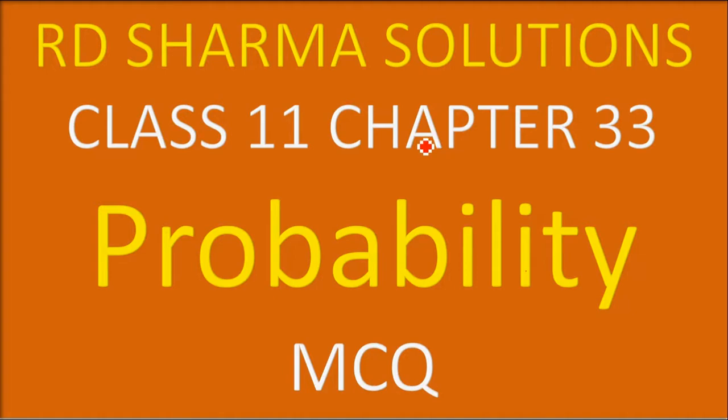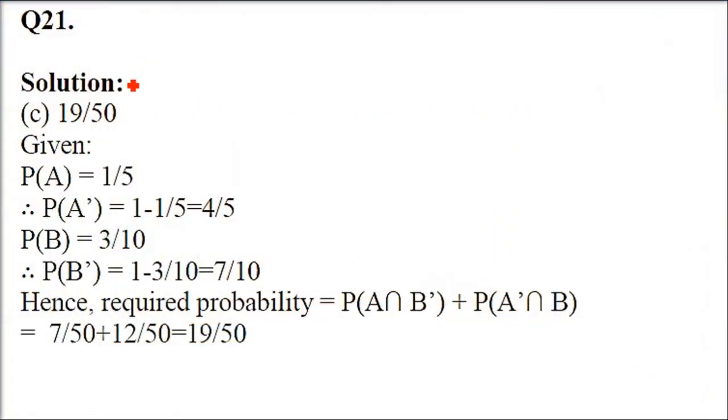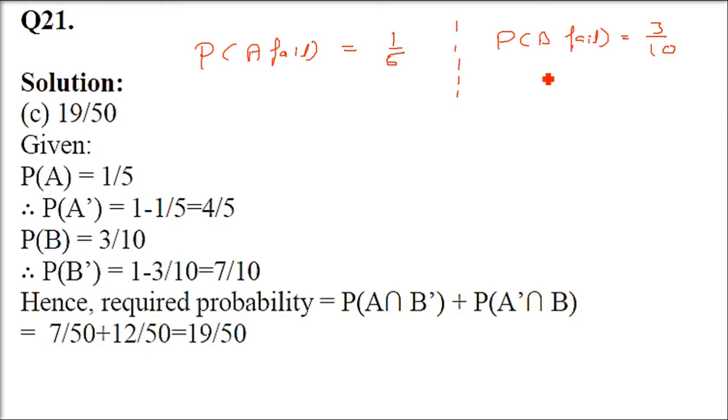This is R.D. Sharma solution, class 11, chapter 33, probability MCQ we are taking. If the probability of A to fail in an examination is 1 by 5 and that of B is 3 by 10, then the probability that either A or B fails. So the probability of A failing is 1 by 5, the probability of B failing is 3 by 10. Now the probability that either A or B fails.